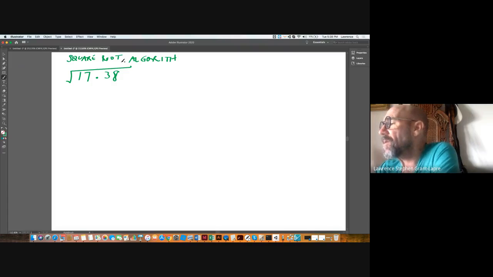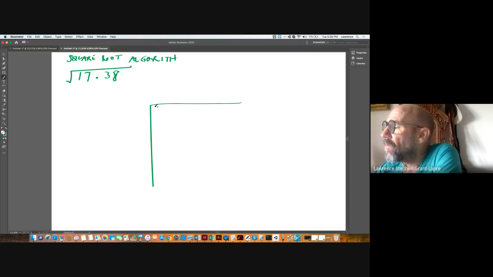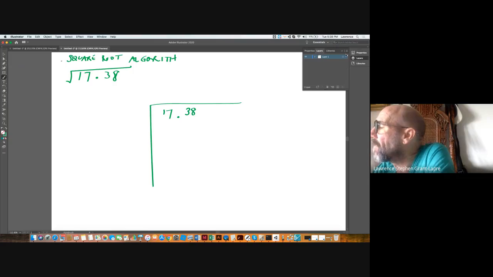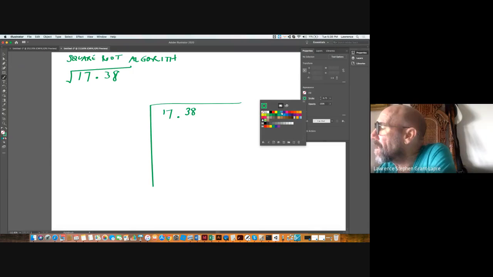Okay, I'm just going to use the square root of 17.38. So the square root of 17.38 without a calculator. All right, so let's set this up, and we go from the decimal, and we put 17.38, and we group them in twos. Okay, so let me just change the color if I can, because I'm just sort of getting to know this. All right, let's go to blue.